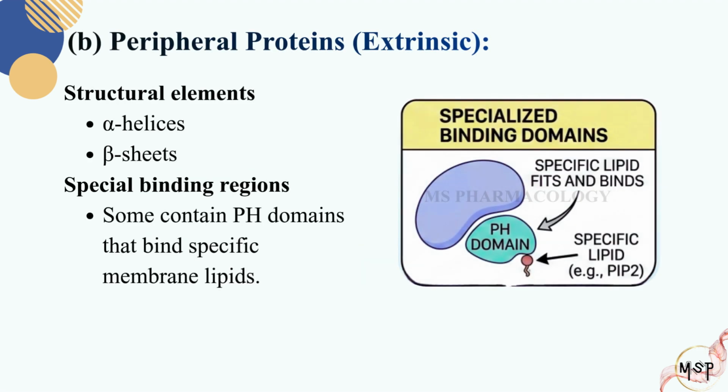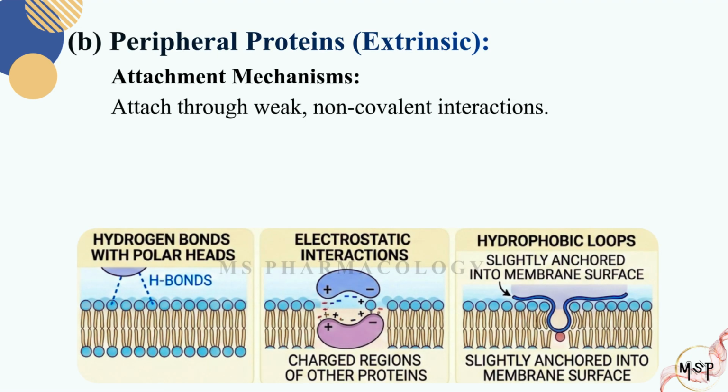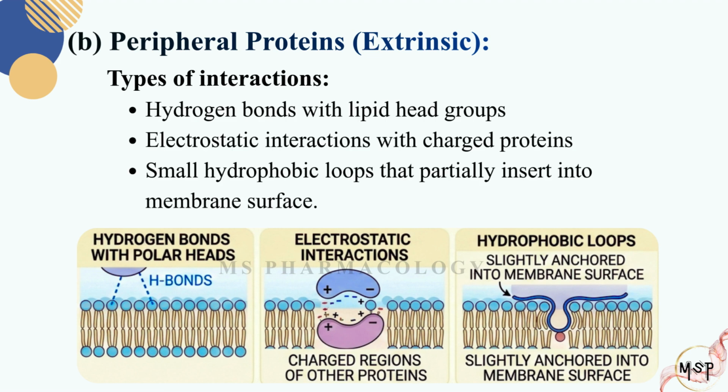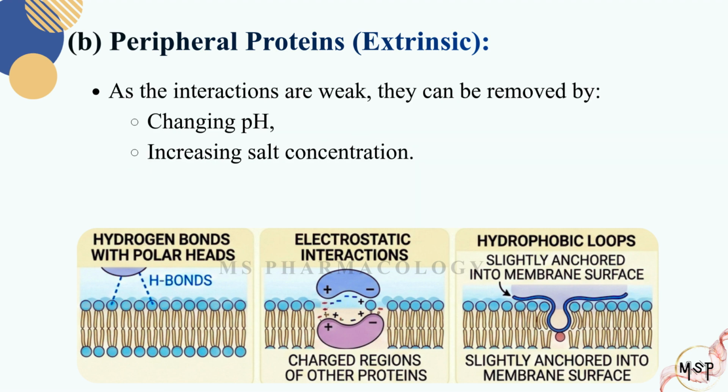Some have special binding domains, such as PH domains, that help them bind to specific lipids. Peripheral proteins attach to the membrane through weak, non-covalent interactions: hydrogen bonds with polar lipid heads, electrostatic interactions with charged protein regions, and sometimes small hydrophobic loops just dip into the surface. Because these bonds are weak, you can remove peripheral proteins with mild treatments, like changing pH or adding salt. No need to break up the membrane.